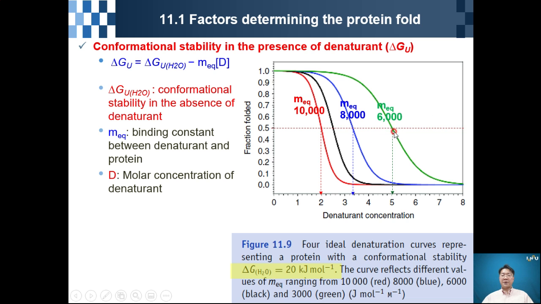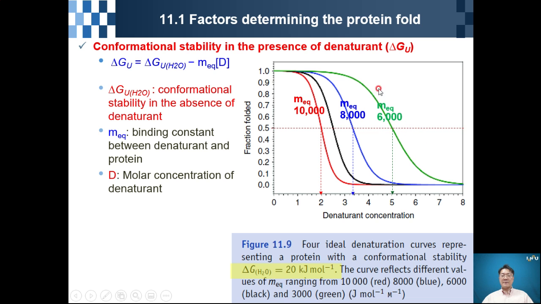The denaturant concentration is around 5. Okay, so it means that if the value is higher, the binding between the denaturant and protein is higher. That's why, in this case, at lower concentration, half of them is folded and half of them is unfolded.